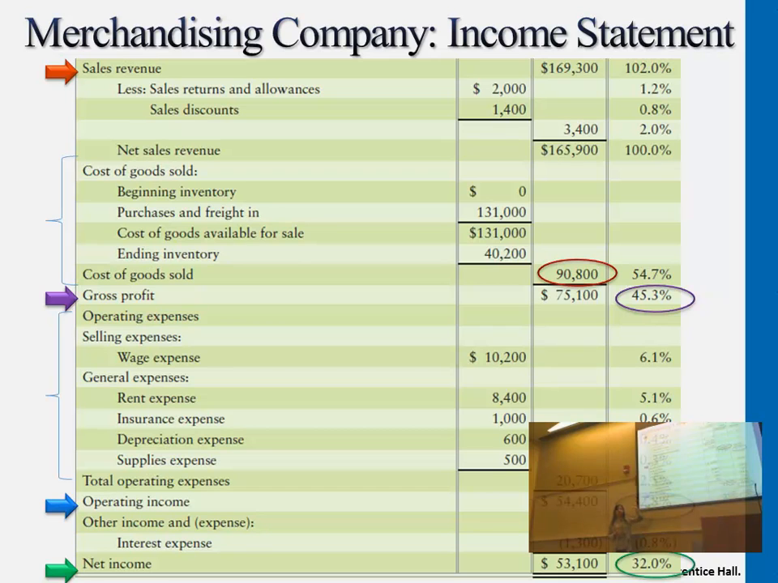Okay, but we first of all calculate cost of goods sold. That's the first step. Then we can get gross profit. So gross profit is solely related to the profit after subtracting the cost of inventory.